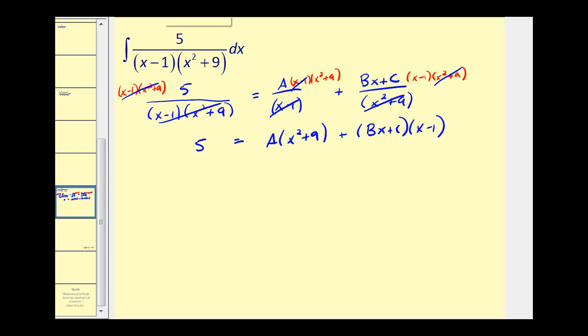But before we do that, let's go ahead and use the zero of this linear factor to determine the value of A. So if we let x equal 1, we'll have 5 equals 1 squared plus 9, that'd be 10A. And this would be 0, so we'd have A equals 1/2.